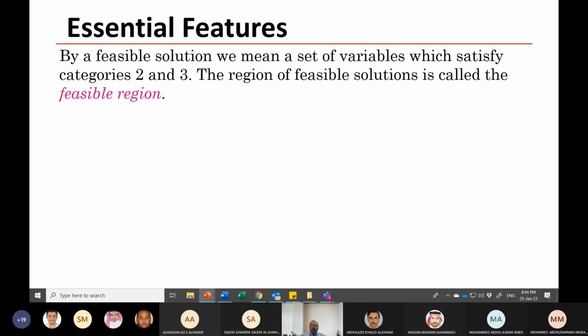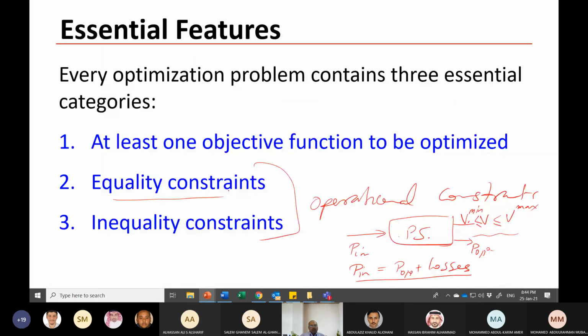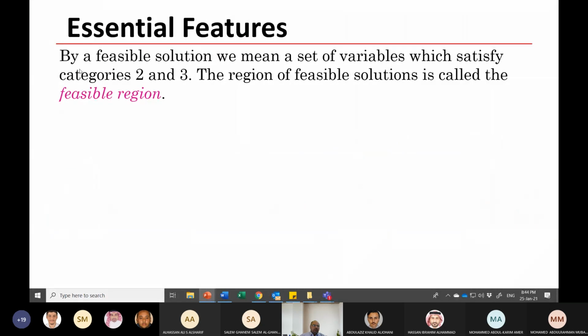Okay. What is the feasible region, or feasible solution? If you solve this problem and find a solution, for this solution to be feasible, it should satisfy all these constraints. If you have a solution that satisfies all these constraints, it is called a feasible solution. Otherwise, the solution is unfeasible. So let us see what the feasible region and feasible solutions are.